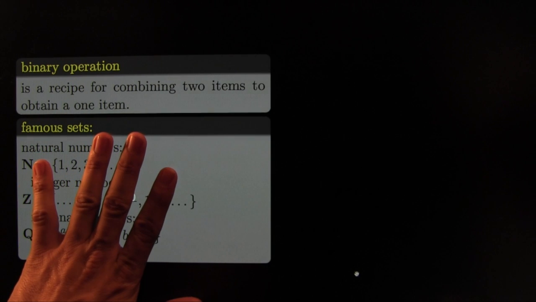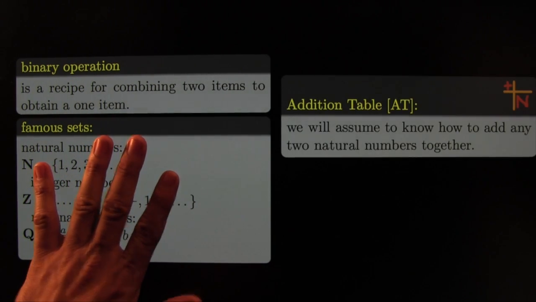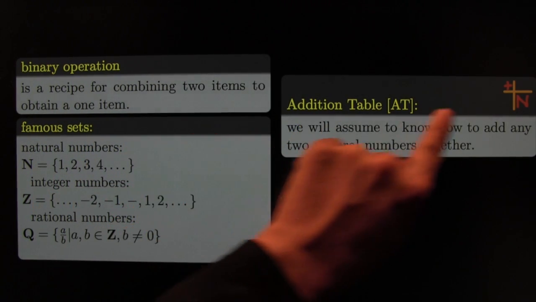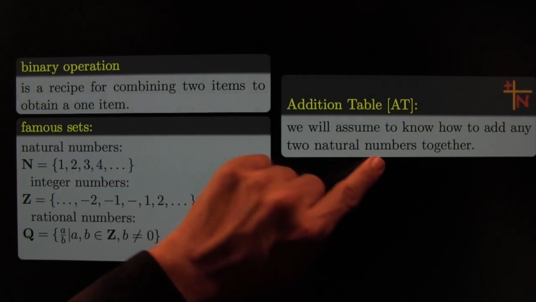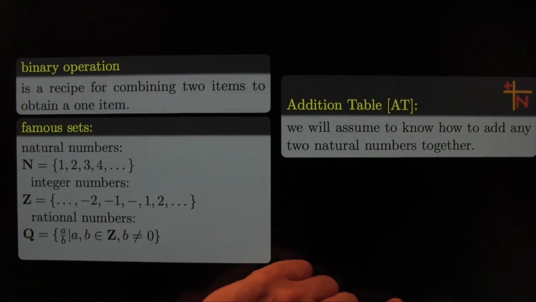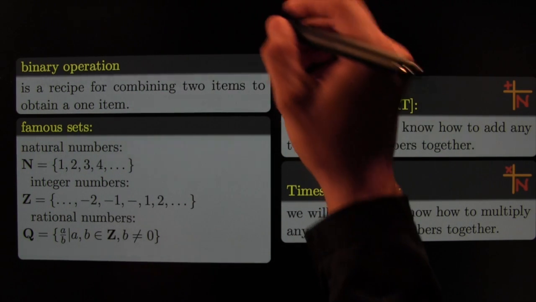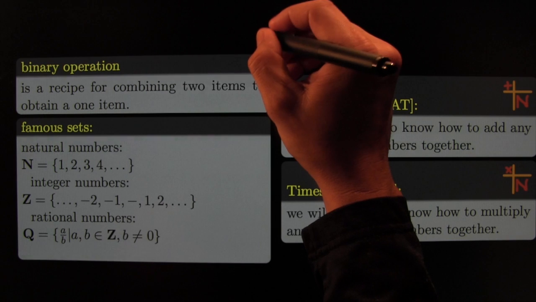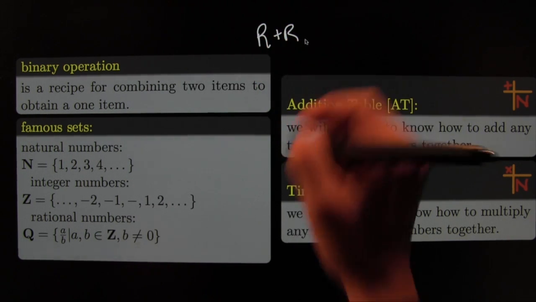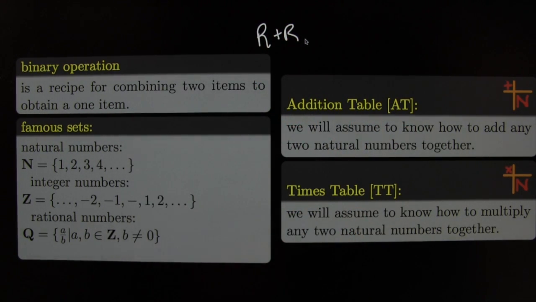In addition to some vocabulary words, we also learned our first two axioms. The addition table, which says we all know how to add natural numbers, and also the times table. In a nutshell, this is what we did last time. This is called a repeat and review. This is our R&R. And from here we will pick up and keep going with it.